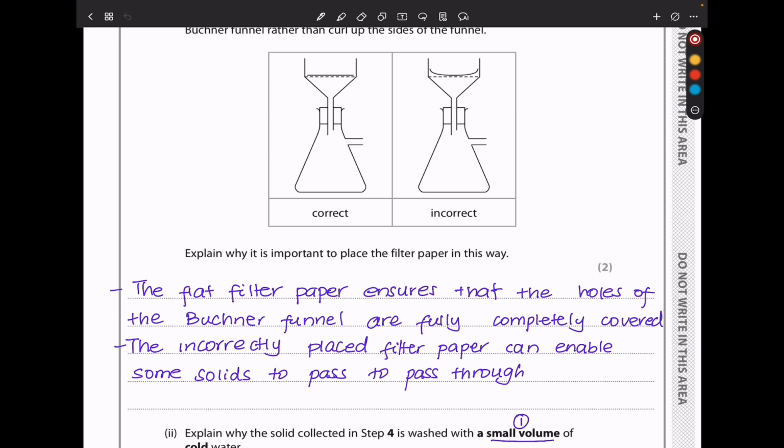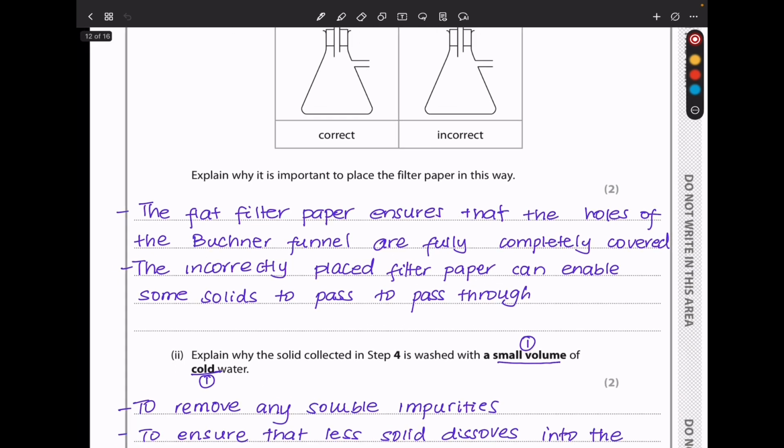When it's flat, it means all the holes are going to be sealed, so the solid sample cannot escape through the holes. So I say the flat filter paper ensures that the holes of the Buchner funnel are fully or completely covered. The incorrectly placed filter paper will enable some solids to pass through.